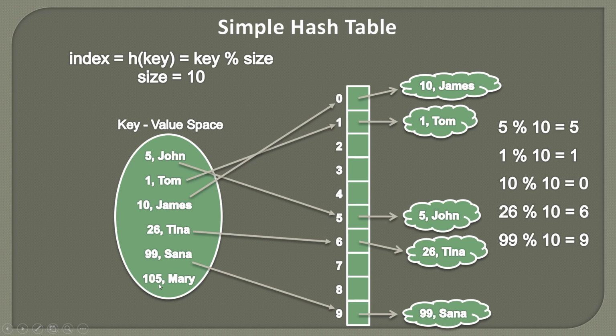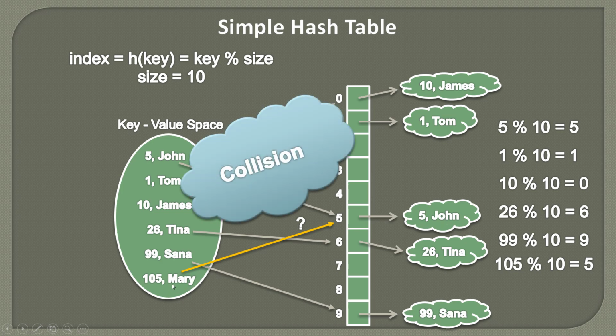Now if we take the last value, 105 mod 10 will give a remainder of 5. So friends, this is a simple hash table. Now here you can see, if we try to go to the 5th index, we already have this value 5, John. Now the problem is, what should we do with this key value pair? Whenever this kind of situation comes, where we are storing a key value pair in a particular index and we already encounter a key value pair there, this concept in a hash table is called a collision. Because now there is a collision between these two values, what should we do?